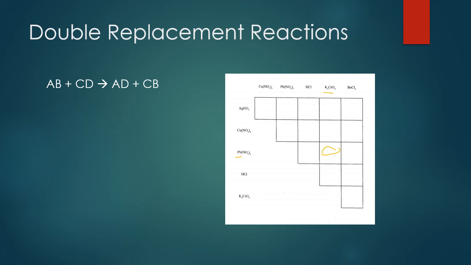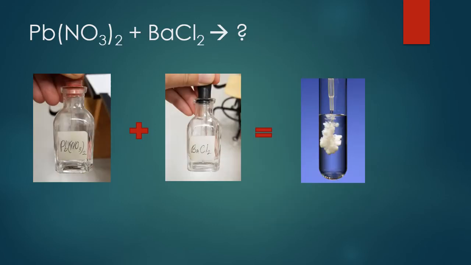Next, let's take lead 2 nitrate and react it with barium chloride. See what we get here. Clear colorless, lead 2 nitrate reacting with clear colorless barium chloride, and we do get a white cloudiness.